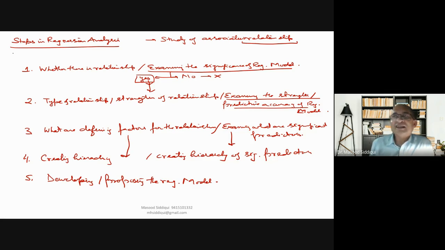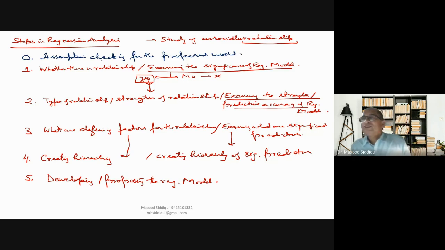Let us put that at the 0th state. This is known as assumptions checking. Why this is so important, that will be discussed later on, right? Assumptions checking for the proposed model. So this step we will be discussing later on, that why this assumption checking is very important.